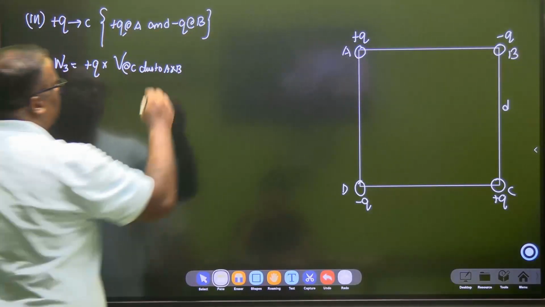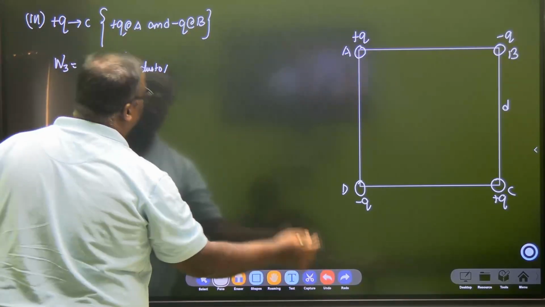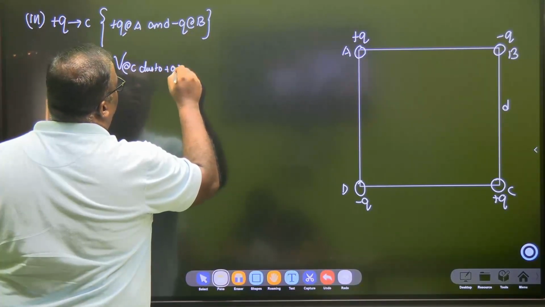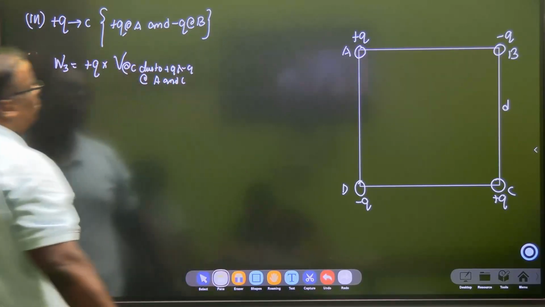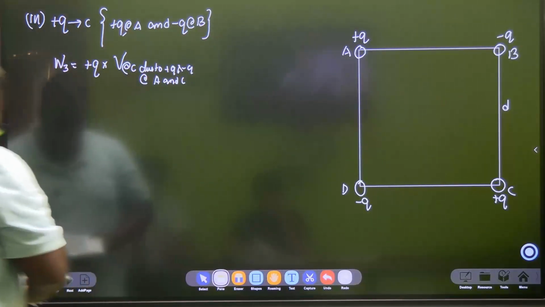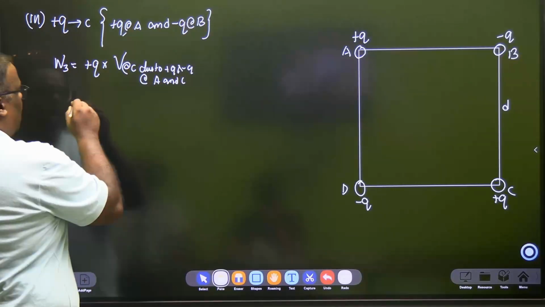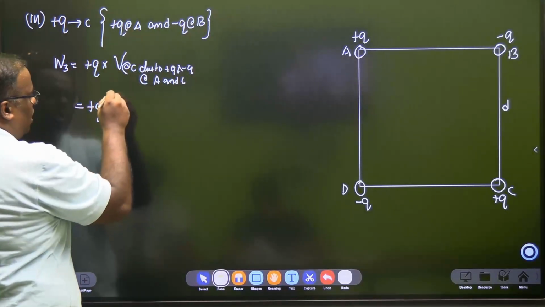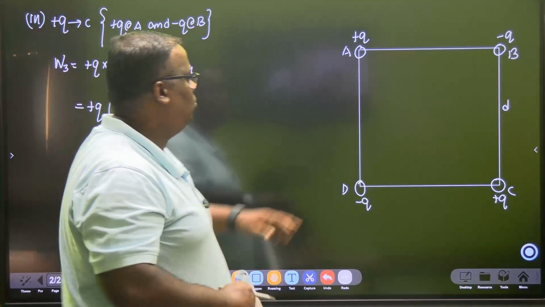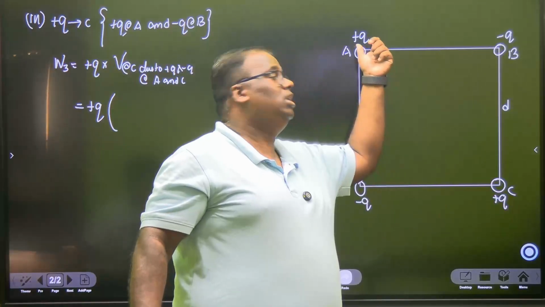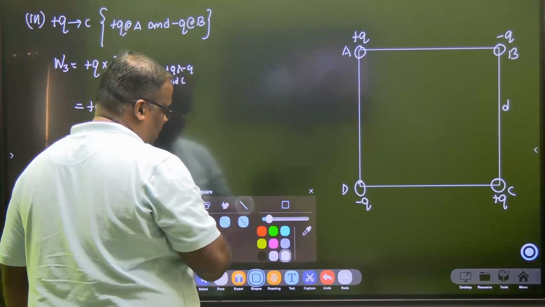due to plus Q and minus Q at A and B. So here we are going to use that same formula, R12, R13, in that manner. So let's try to do it. Our charge is plus Q and I'm trying to find out the potential. Let's first find out the potential at C only due to A.